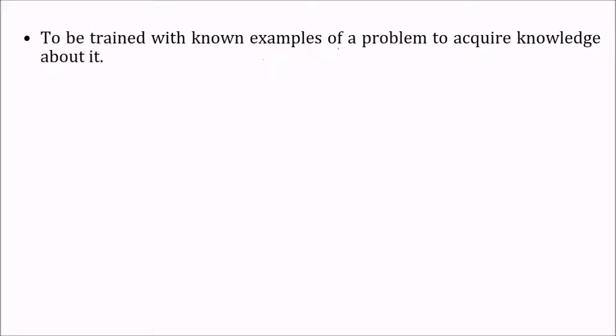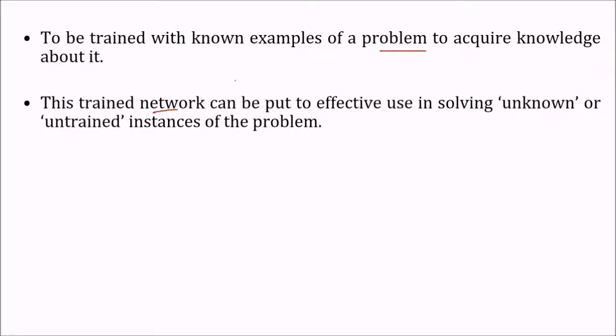So we train with known examples of a problem to acquire knowledge about it. This trained network can be put to effective use to solve unknown or untrained instances of the problem which have not been given to it. Just by prior experience, a neural network may be able to solve, or can think about, the unthinkable. Then supervised learning. What is supervised learning? If the learning is done in a supervised manner, we call it supervised learning. What is it?